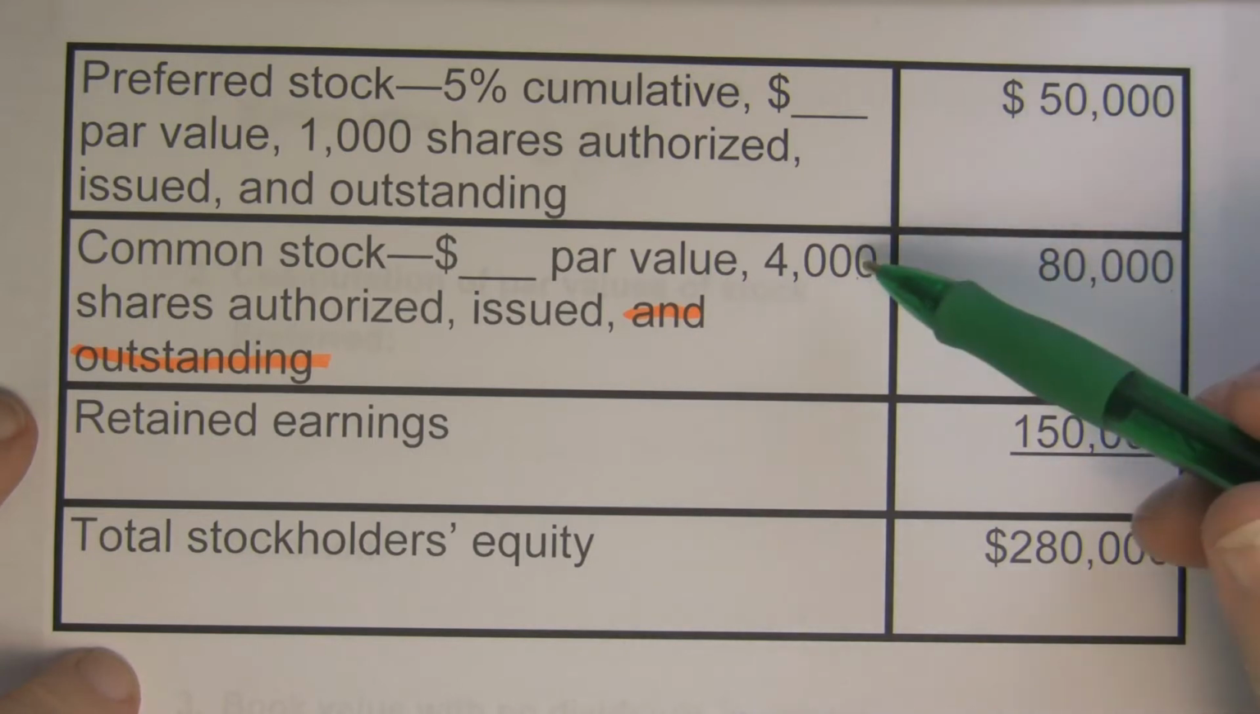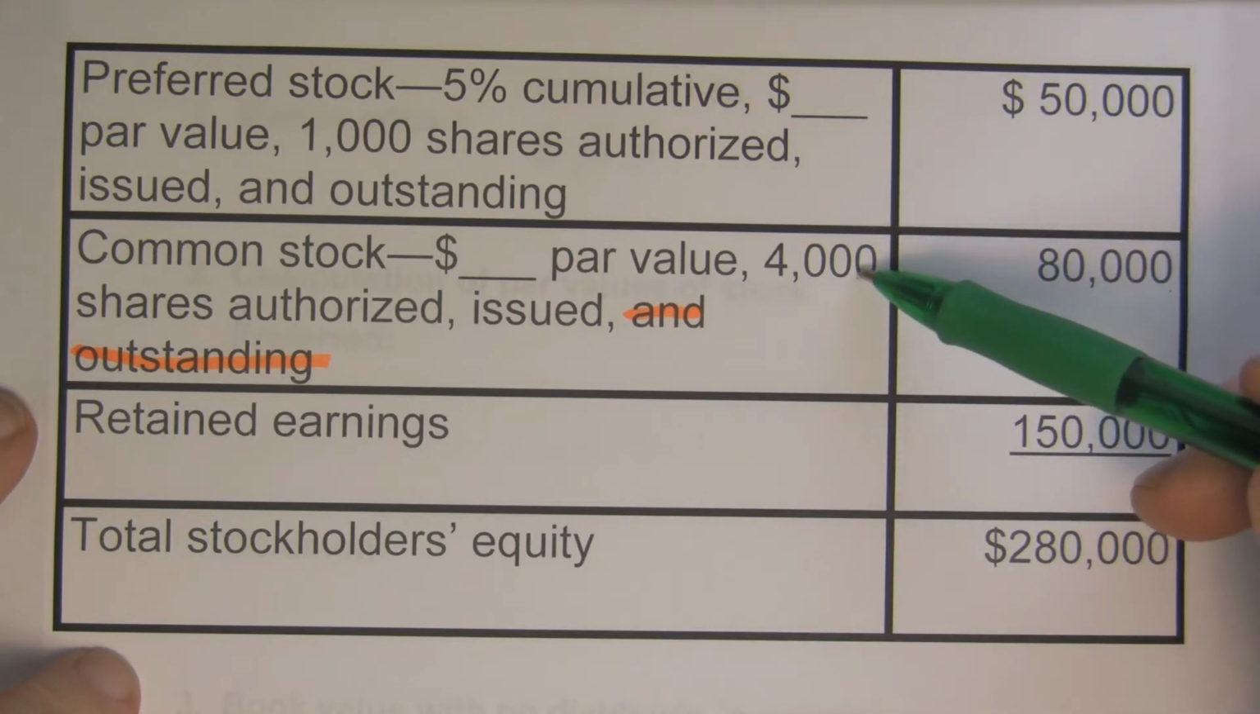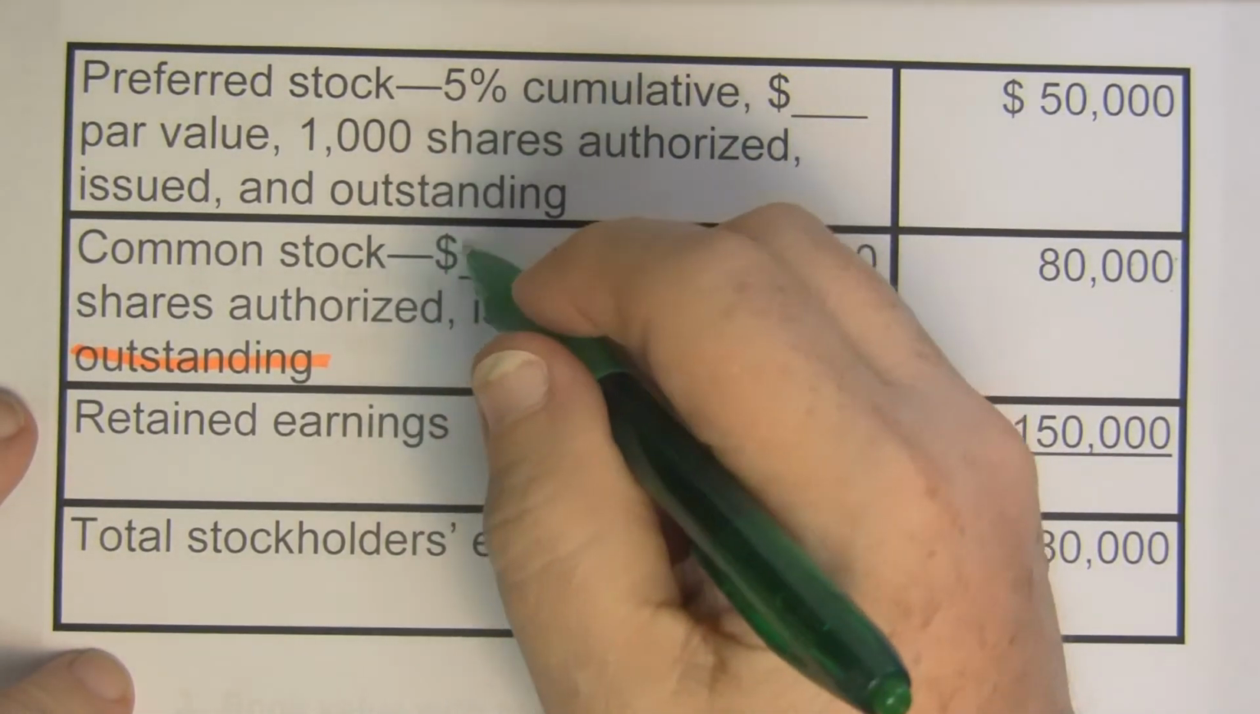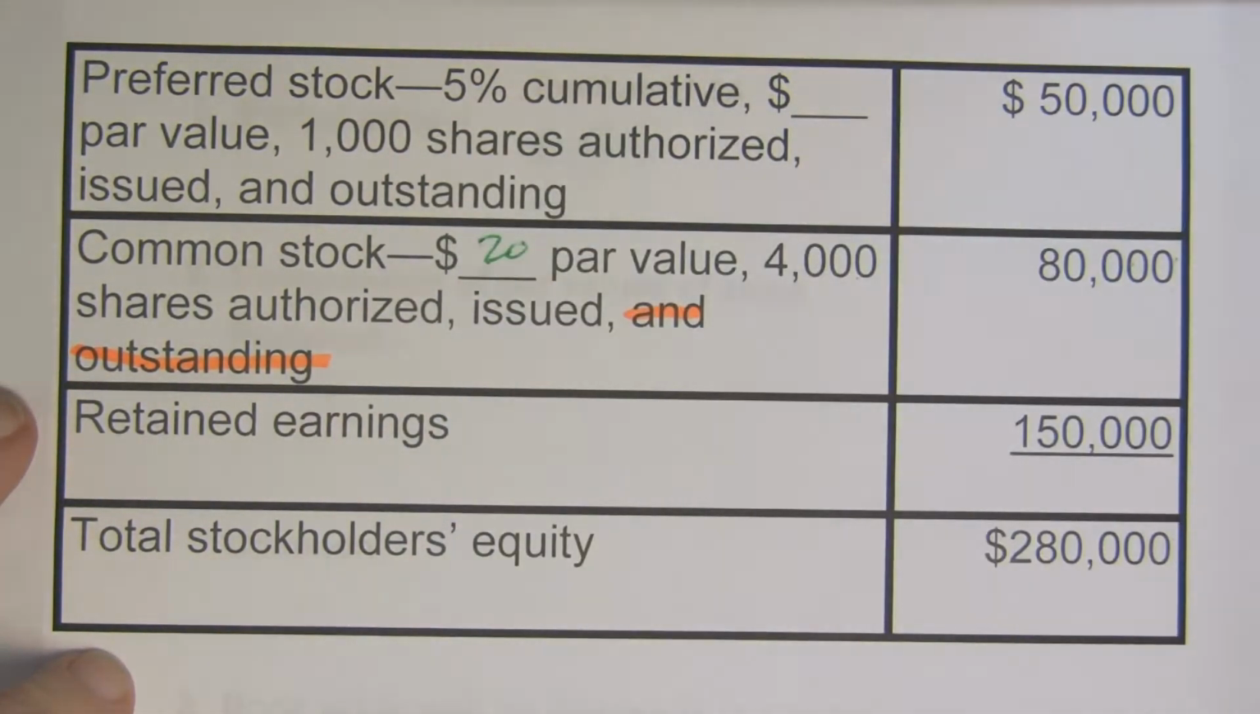The 4,000 shares, 80,000, no additional paid-in capital. That means that the shares all sold for par. 80,000 divided by 4, that's $20 per share.